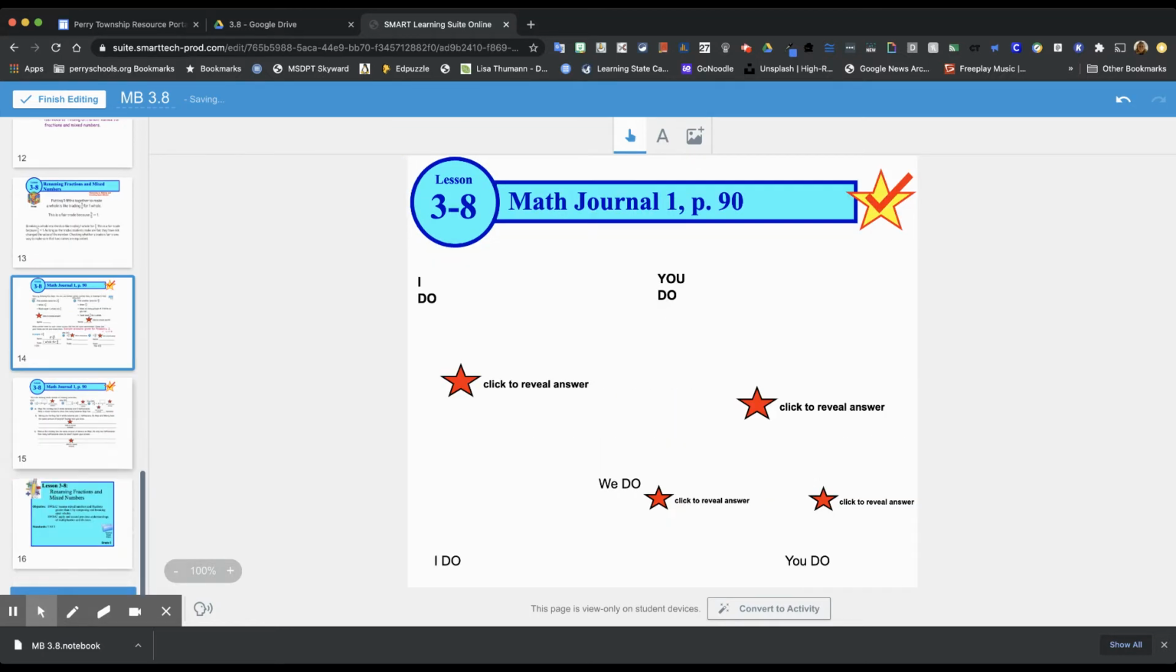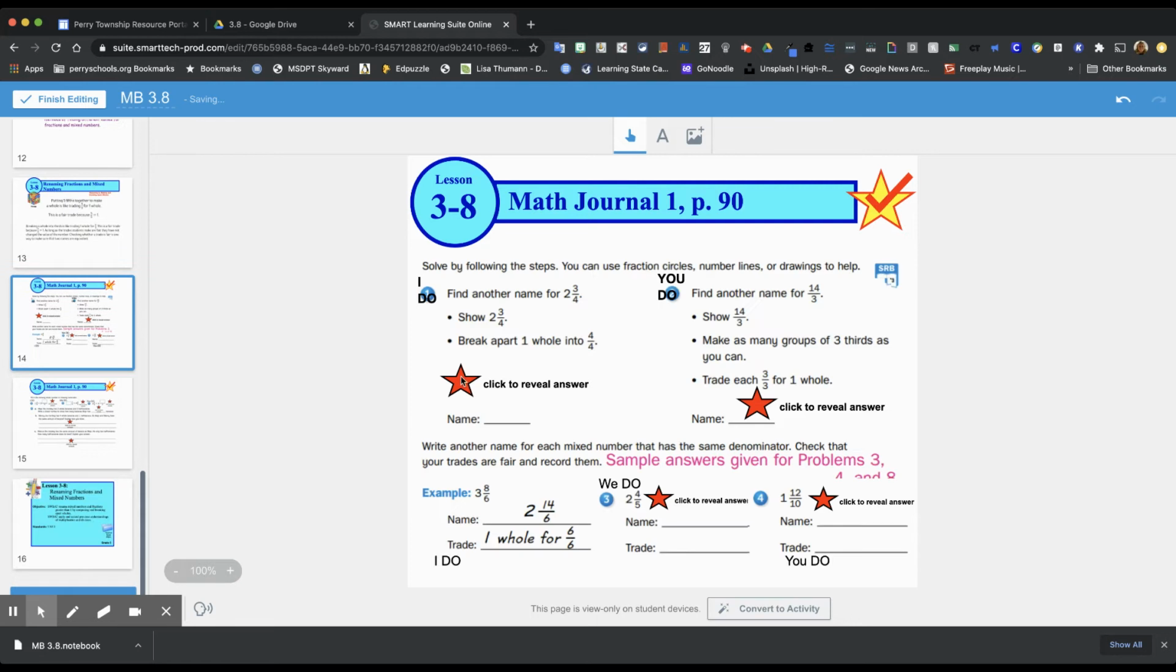So I'm going to do a couple for you, and then you're going to do the rest for today. Let's take a look at number 1 together. It says find another name for 2 and 3/4. Show 2 3/4. Break apart one whole into 4/4.